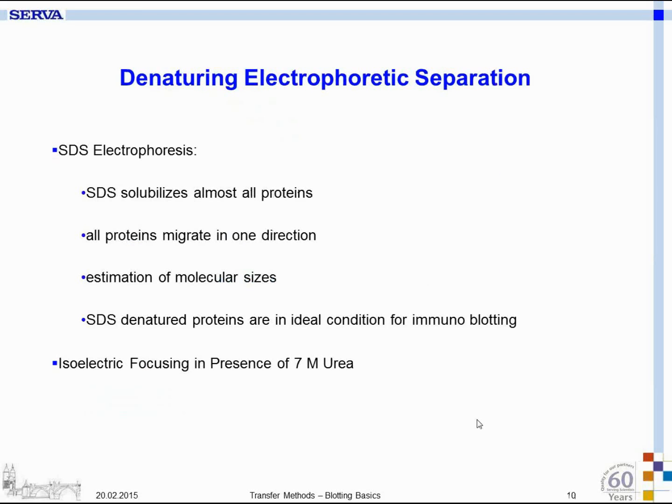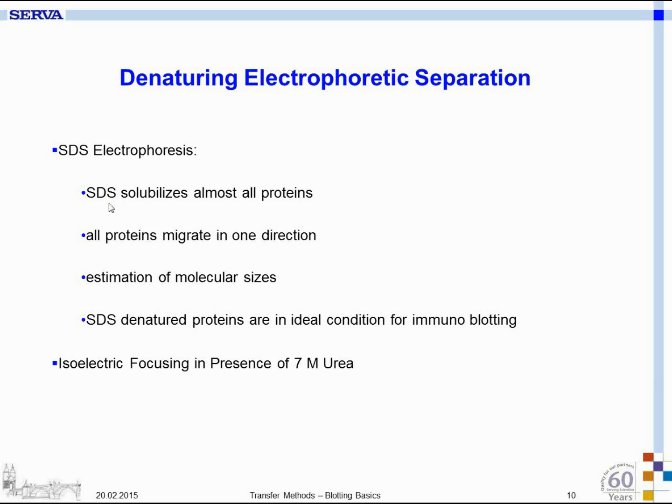Preferably, we are using denaturing electrophoretic separations prior to blotting because, and I have written this here, denatured proteins are in ideal condition for immunoblotting because then the antibody can detect the epitope. Proteins have quite often, or always, tertiary and secondary or even quaternary structures. So that could cause a problem for the antibodies to have access to the epitopes.